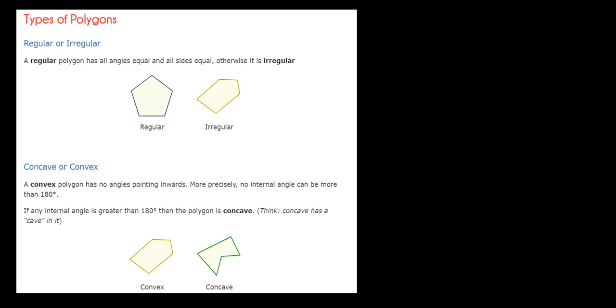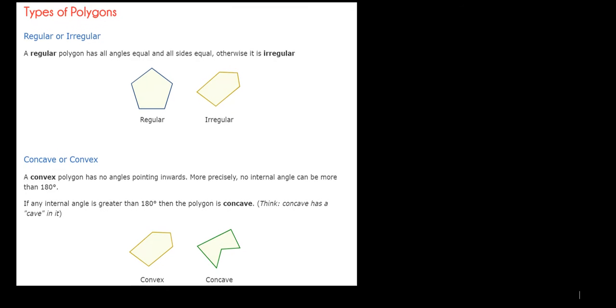concave and convex. Convex means that all the vertices point outwards. Concave means that one of the vertices points in. So a convex polygon has no angles pointing inwards. More precisely, no internal angle can be more than 180 degrees. If any angle is greater than 180, the polygon is concave. Think: concave has a cave in it. Okay, so let's move on.